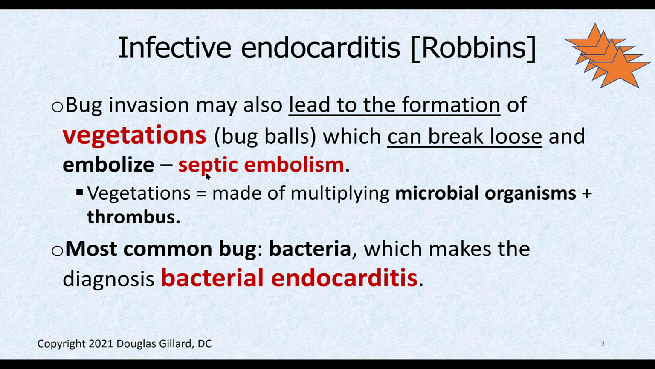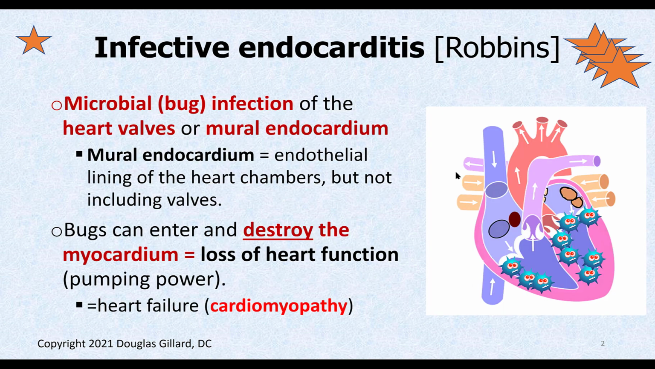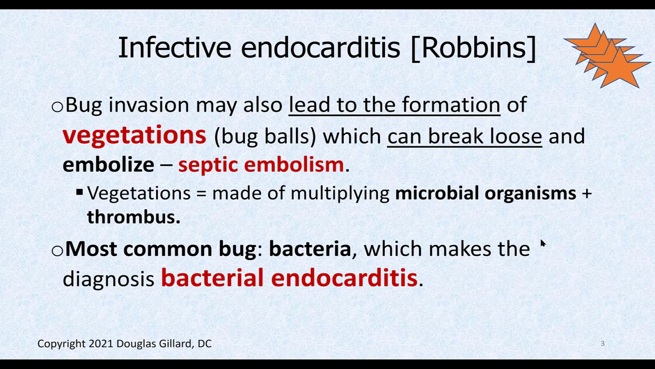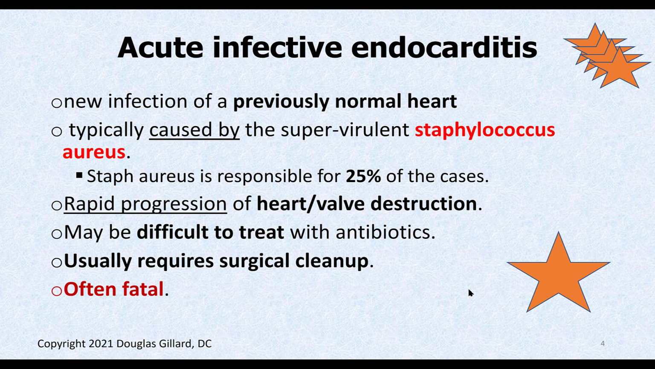And not only bugs, but there's going to be thrombus. If you have inflammation here that's filled with bugs, you're going to start getting blood clots there as well. So thrombus formation will occur. The most common type of bug is a bacteria, and we'll look at them in a minute. If you've done histology and you know the bug, then that's called bacterial endocarditis, if you know it's a bacterial infection.